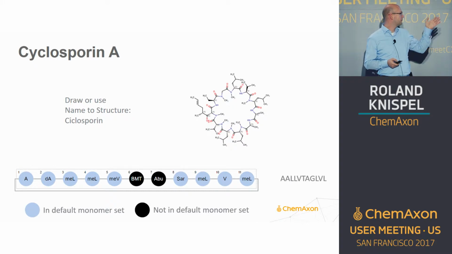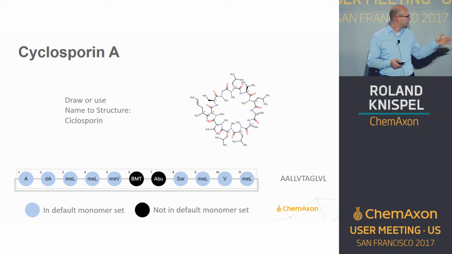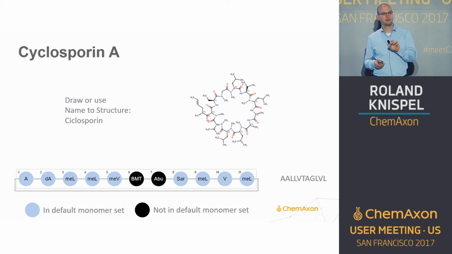Essentially, you can see this is a peptide. It's a cyclic peptide. It contains a number of amino acids, 11 in total. And if you look at the individual residues, you might see that none of these, or almost none of these amino acids are actually the standard natural amino acids. In fact, they're all modified in some way.